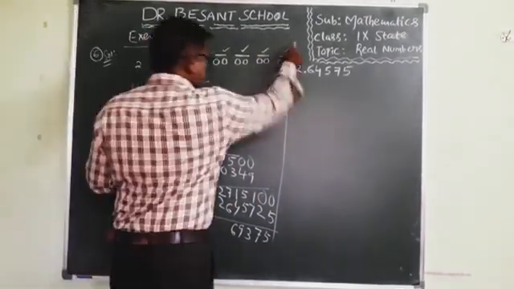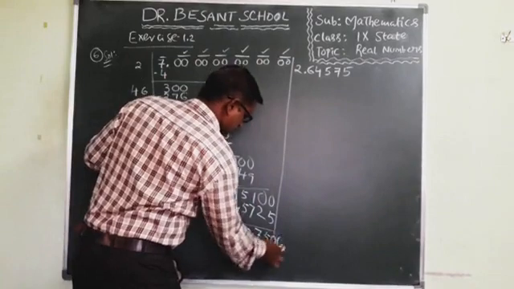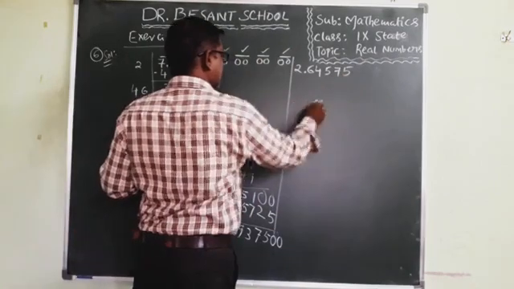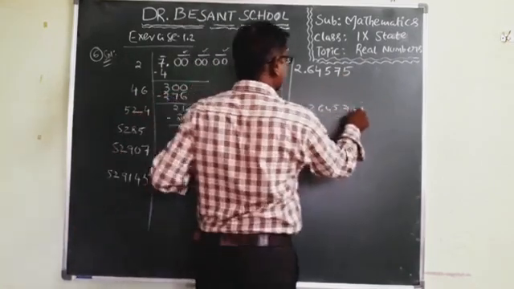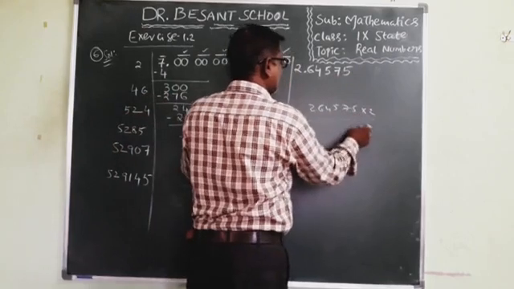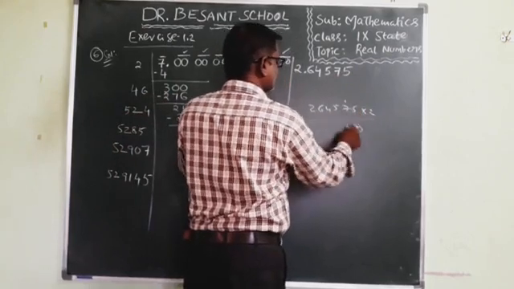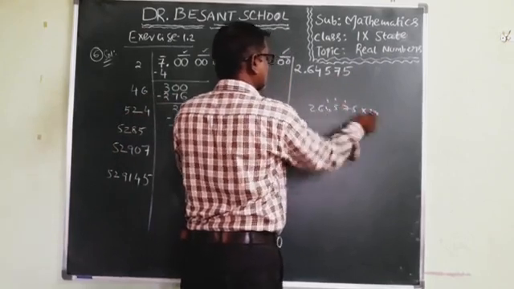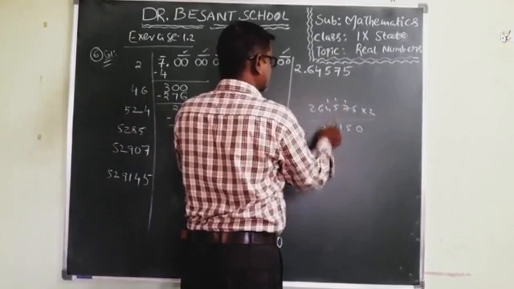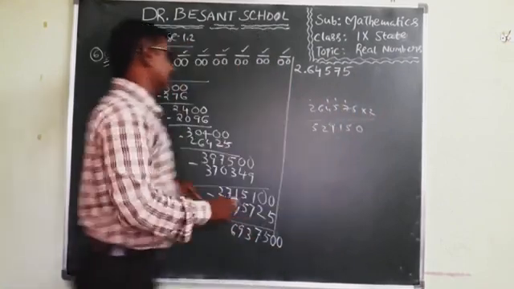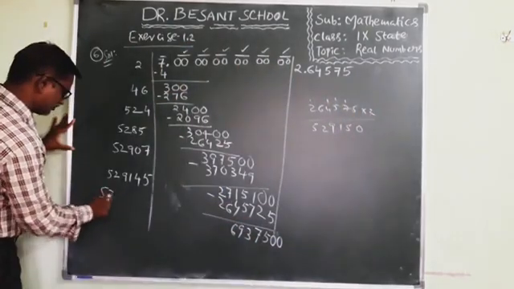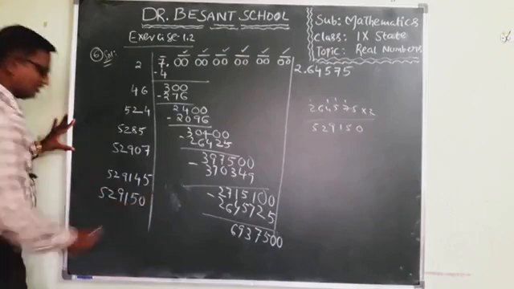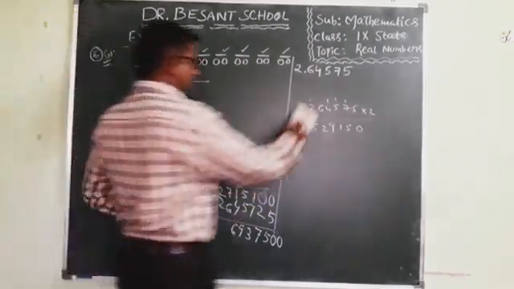Okay. Replace these two zeros. Again, make them a double. 2, 6, 4, 5, 7, 5. Double means into 2. 2 5s are 10. 2 7s are 14 plus 1, 15. 2 5s are 10 plus 1, 11. 2 4s are 8 plus 1, 9. 2 6s are 12. 2 2s are 4 plus 1, 5. So 529150. Again observe, by what should we multiply on both sides?